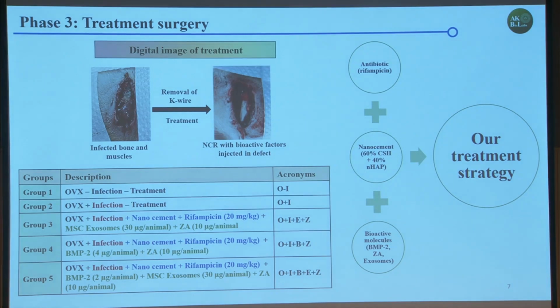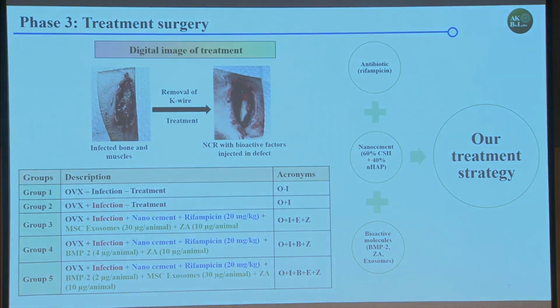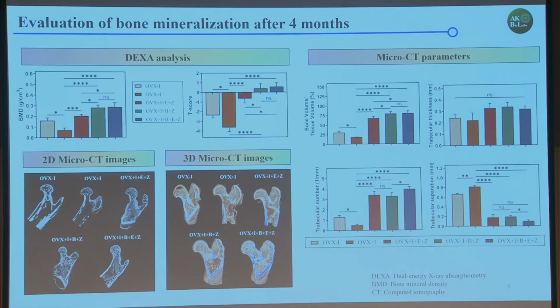In our treatment strategy, we have utilized nanocement as a carrier for different bioactive factors, shown here in 3 animal groups, which includes the combination of MSC exosomes and zoledronic acid. In group 4, we can see a combination of BMP and zoledronic acid, whereas in group 5, we have utilized the combination of all these bioactive factors in addition to rifampicin as antibiotic. What we observed after a period of 4 months using DEXA analysis is a significant increase in the bone mineral density, and the T-score values of the treatment groups have reached the normal range.